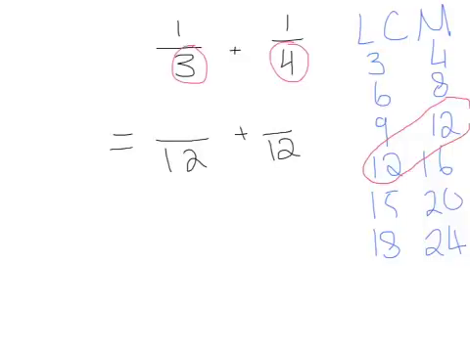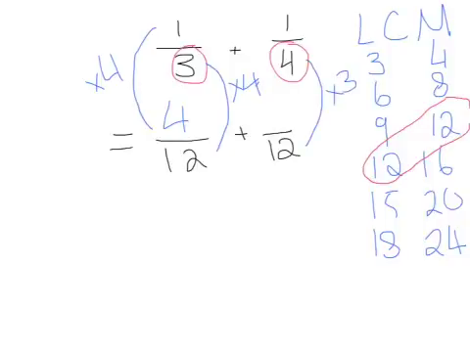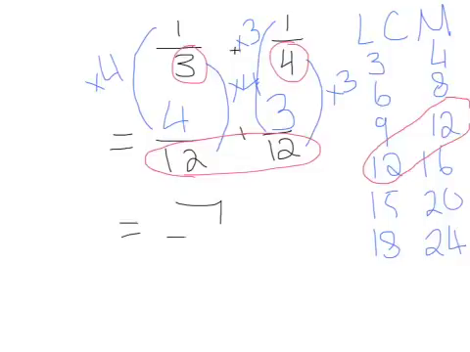Now, we want to retain fractional value, so we want an equivalent fraction to 1/3, but we want it in twelfths. So we have to look at how did we get from 3 to 12? Well, we multiplied by 4. So then we have to do the same to the top of our fraction to retain the value. So this is 4/12. And then again, how did we get from 4 to 12? Well, we multiplied by 3. So then we have to do the same to the top to retain the value. Now we have matching denominators. We can add these fractions, and what we end up with is 7/12.